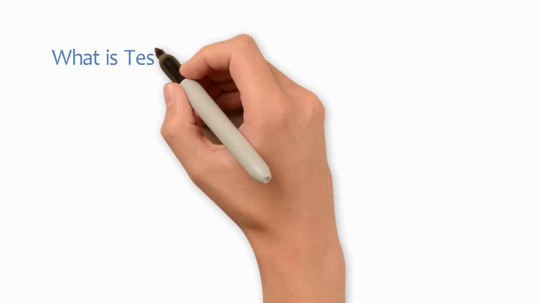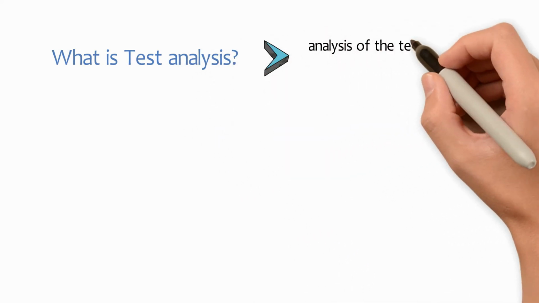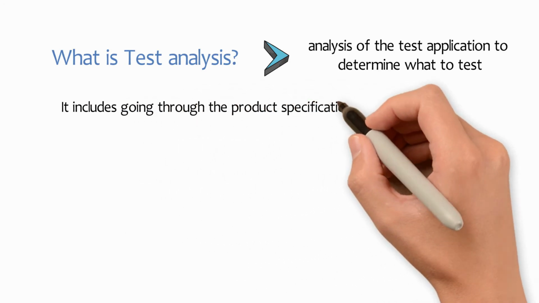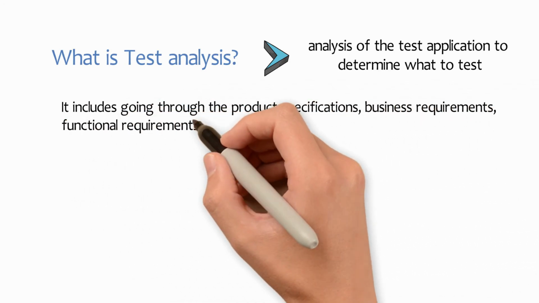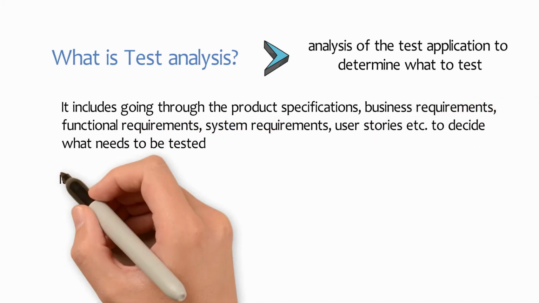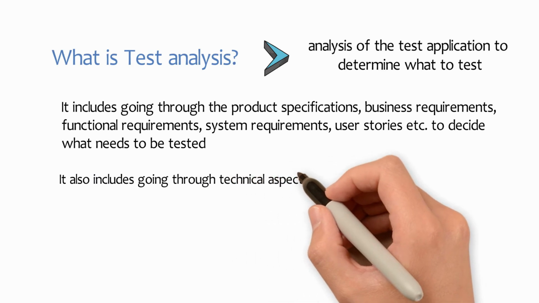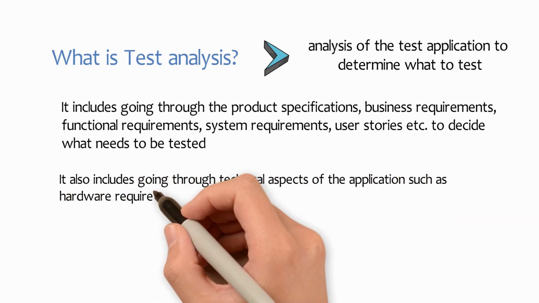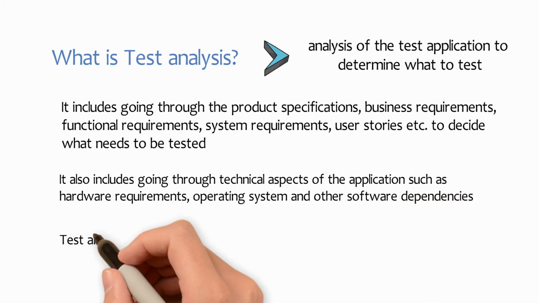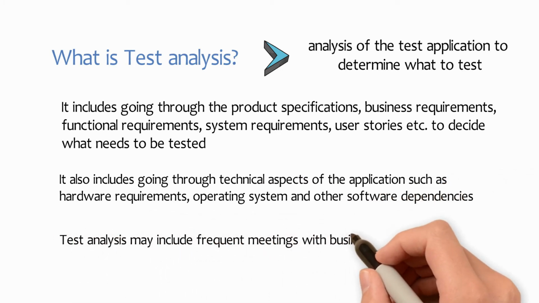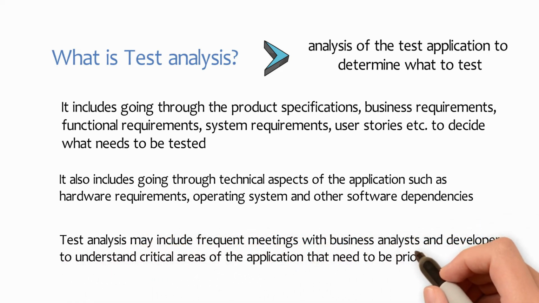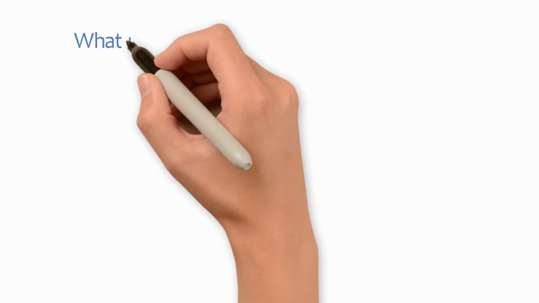Test analysis. Test analysis involves analysis of the test application to determine what to test. It includes going through the product specifications, business requirements, functional requirements, system requirements, user stories, etc. to determine what needs to be tested. It also includes going through technical aspects of the application such as hardware requirements, operating system, and other software dependencies. Test analysis may include frequent meetings with business analysts and developers to understand critical areas of the application that need to be prioritized.